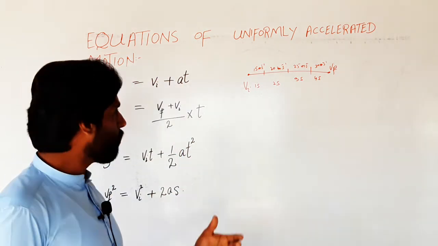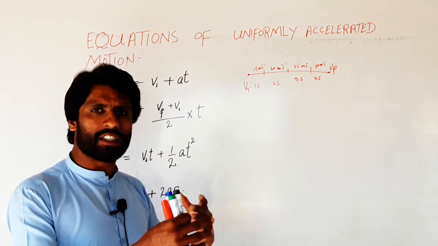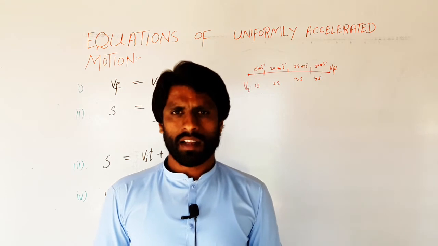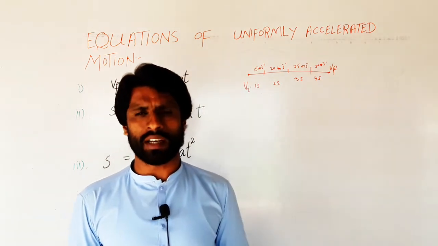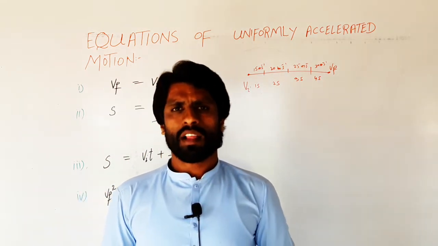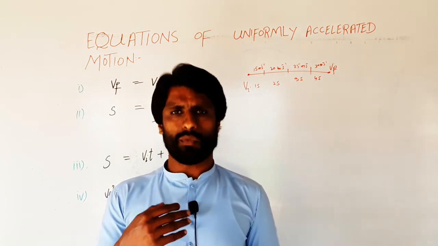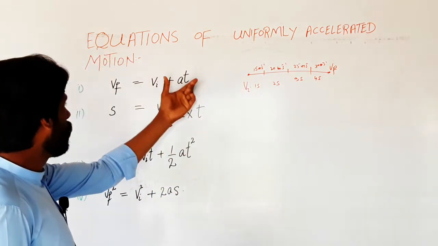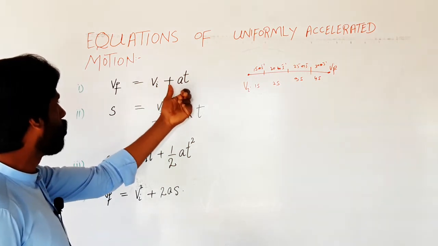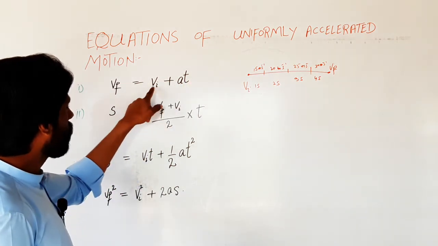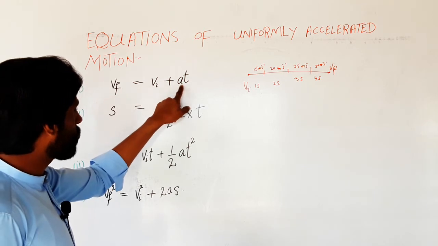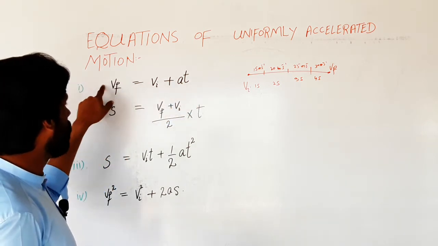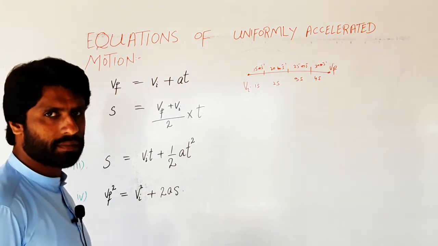When we know the initial velocity of an object, and we also know the acceleration and required time, then we can find the final velocity Vf. Then we use this equation, Vf is equal to Vi plus At. Vi is known, a acceleration is known, time is known, then we find Vf, the final velocity.